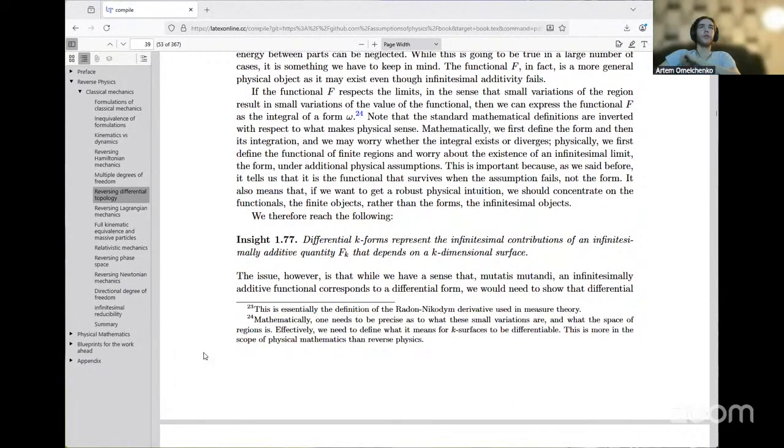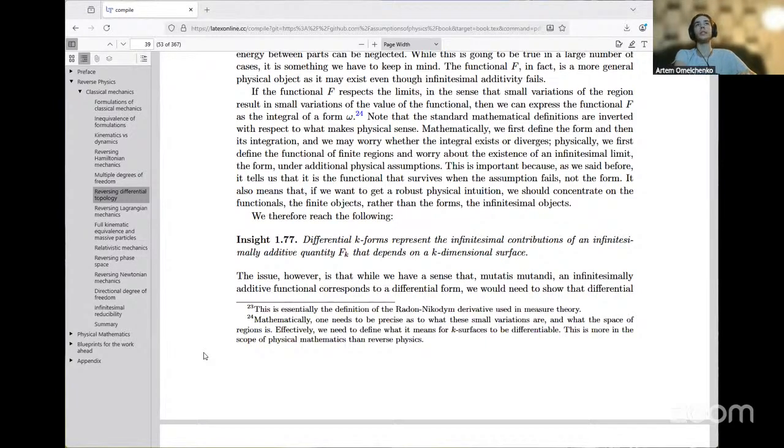If the functional f respects the limits, in the sense that small variations of the region result in small variations of the value of the functional, then we can express the functional f as the integral of the form omega. Footnote 24: mathematically one needs to be precise as to what these small variations are and what the space of regions is. Effectively, we need to define what it means for k-surfaces to be differentiable. This is more in the scope of physical mathematics than reverse physics.